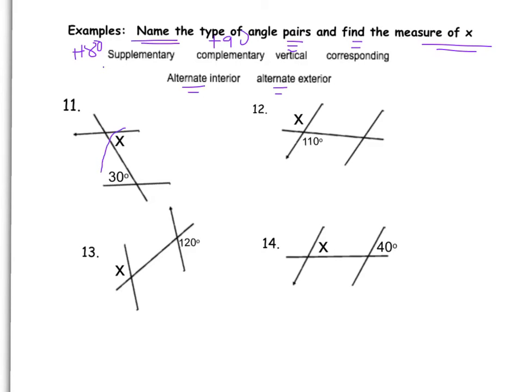So this first one, 11, they are inside the parallel lines. They are on opposite sides of the transversal in different neighborhoods. So these are alternate interior. And what we know about alternate interior is they're congruent. So if this is 30, this is 30 as well. So 30 degrees. Please pause and see if you can figure out 12, 13, and 14 before I continue.